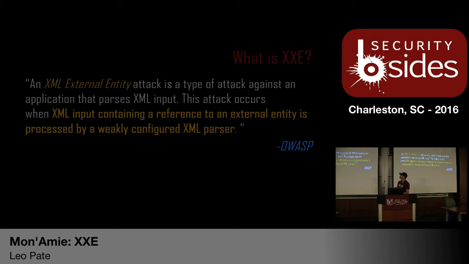So with that, we're going to go into what actually is XXE. This is straight from the OWASP website. It's an XML external entity attack, a type of attack against an application that parses XML input. When you're inputting a file that is XML based, the thing that's parsing it, going through it line by line to piece it together to see what the actual file is and reconstruct it, that's what it's an attack against. This attack occurs when an XML input containing a reference to an external entity is processed by a weakly configured XML processor.